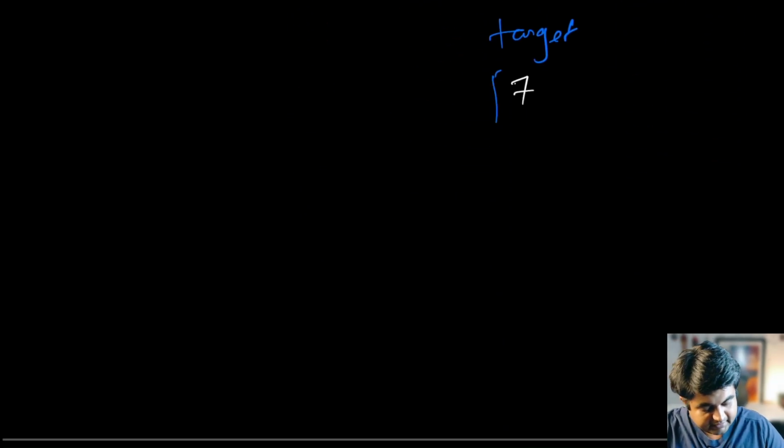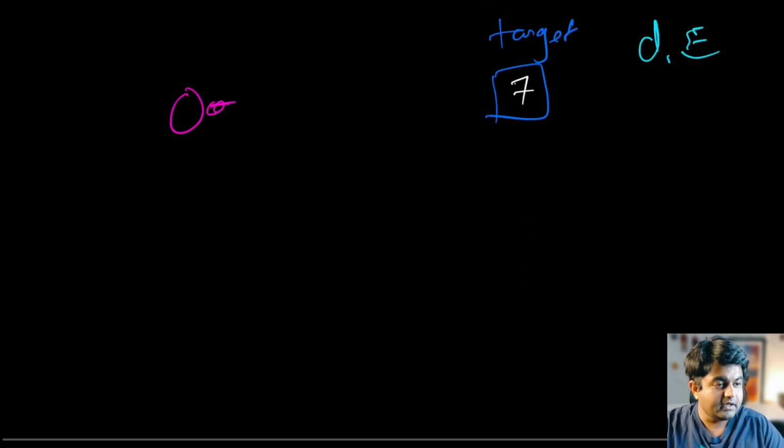So let's try to understand the problem. Let's say that we are currently given a target of 7, and we are given the initial starting position as 0. Now currently I'm not talking about dead ends, but I'll get back to it in just a second.